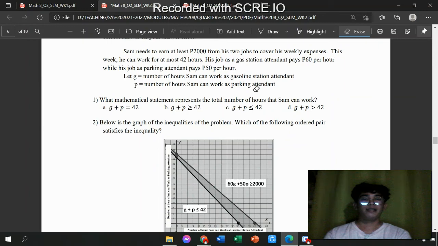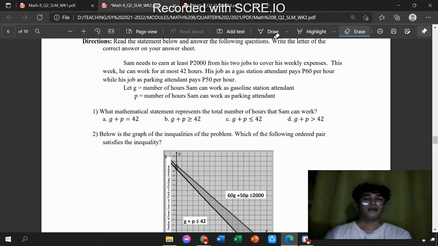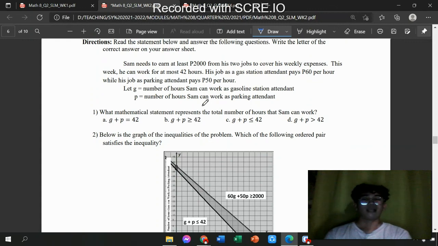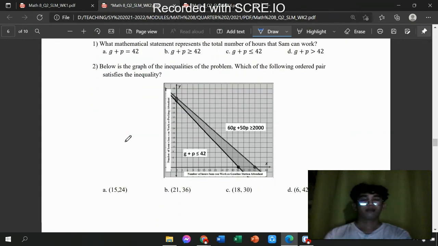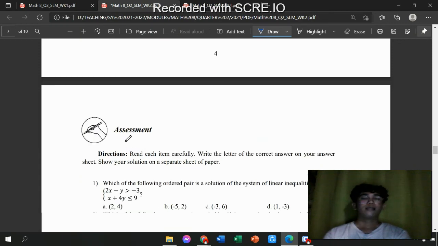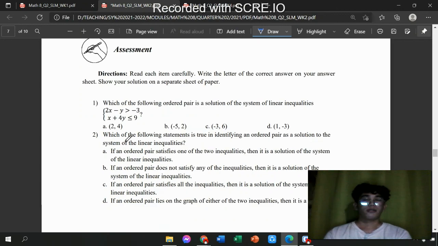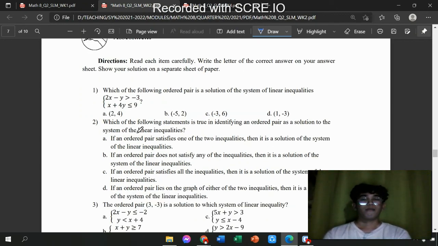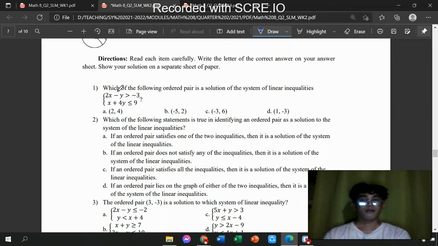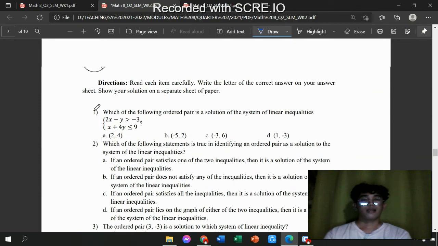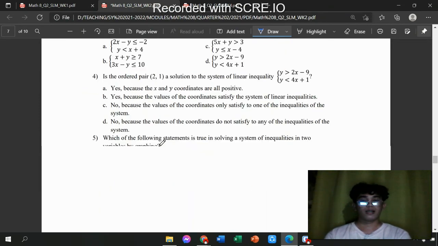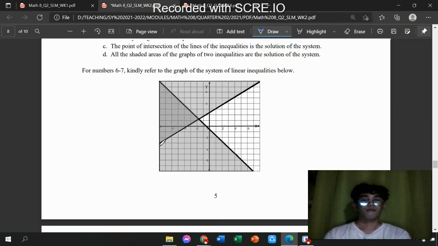Sa question number 1, naay choices, unsa daw nga mathematical statement ang maka-represent sa problem. So basahan ninyo ang problem, analyze the problem, and answer the questions. And then, my assessment. Again, reminding everyone that assessment scores are recorded and graded, so make sure to answer this very carefully and make sure that your answers are correct. So you can review your Module 1 and the lessons in Module 2 so that you can answer the assessment. This is 10 items, multiple choice.